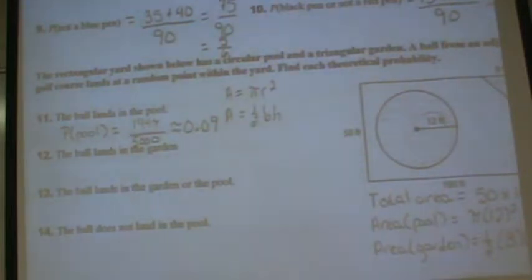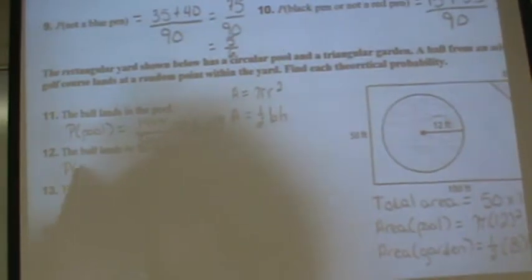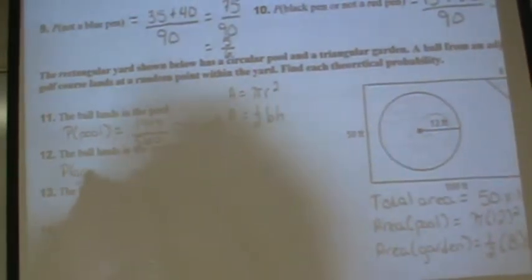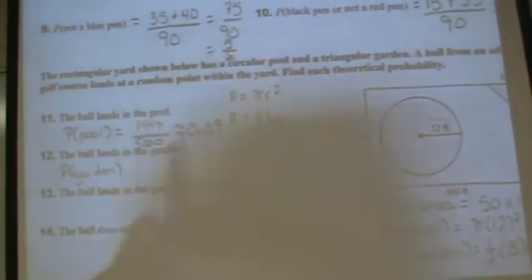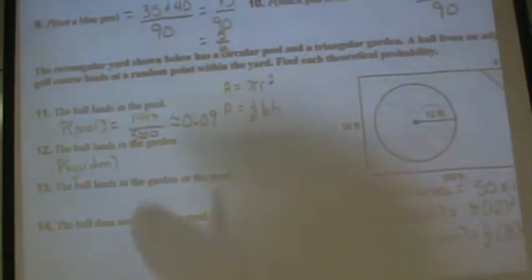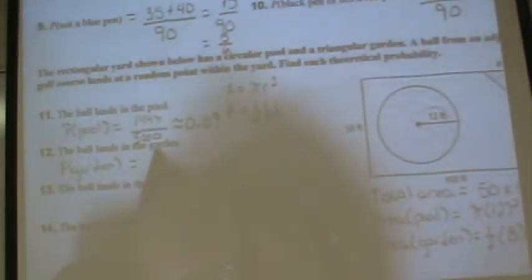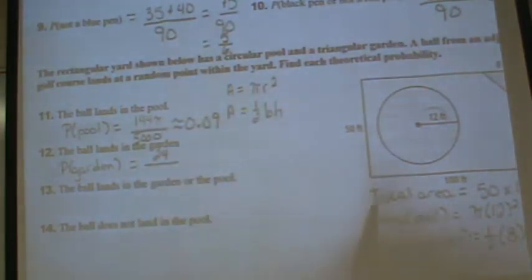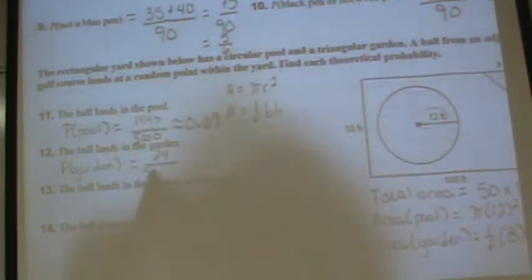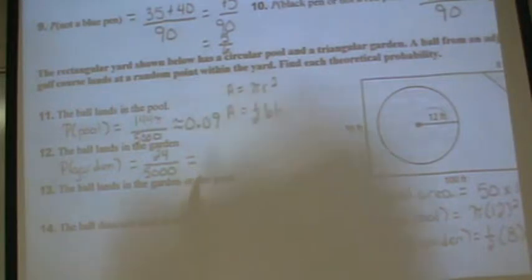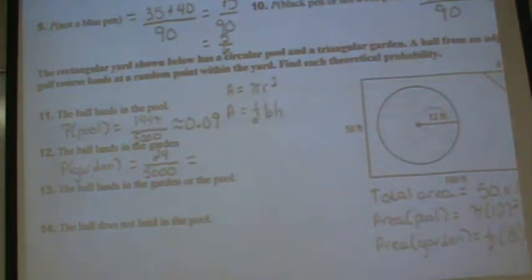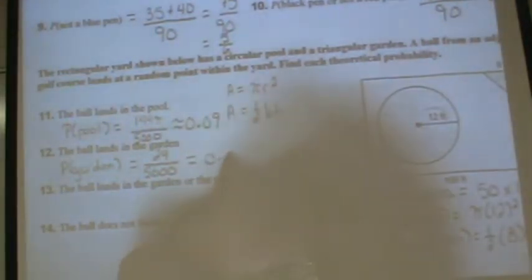For number 12, the ball lands in the garden. So the probability that it lands in the garden is the area of the garden was 24, and then over the entire area of the yard again, which was 5,000. So you get approximately 0.005.